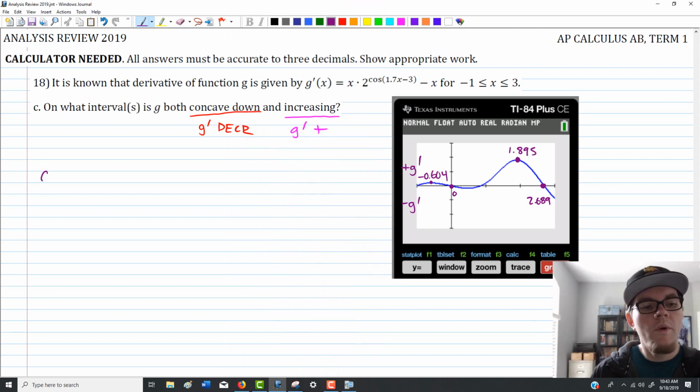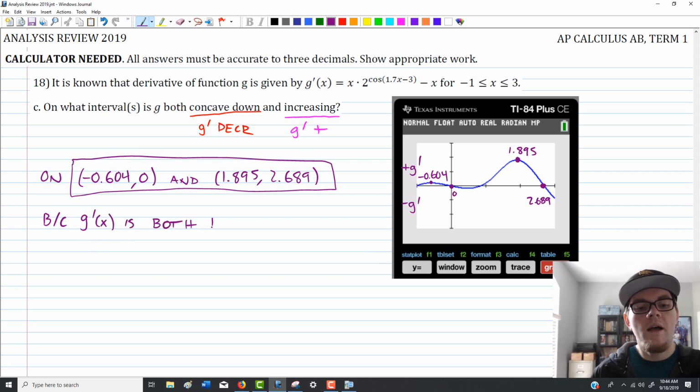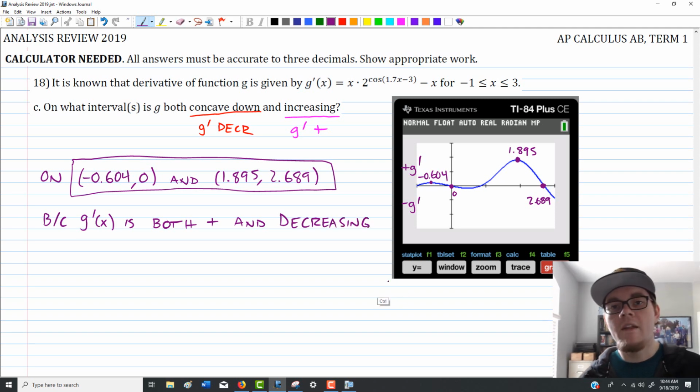As far as our intervals, we'd say that this is occurring on the intervals from -0.604 to 0, and, actually, I'll just write two different intervals, and 1.895 to 2.689. So those are our two intervals. That's the direct answer to the question. As far as our reason why, even though it didn't ask, it'd be because g prime of x, my apologies, because g prime of x is both positive and decreasing. So voila, we've now answered question 18C.